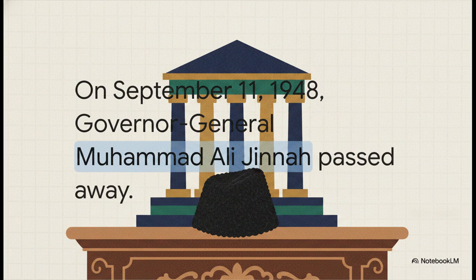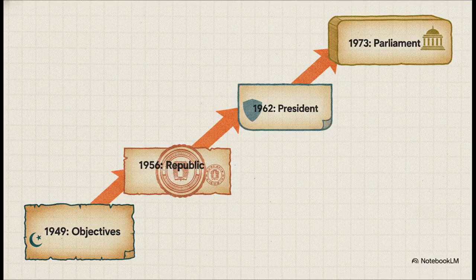But despite this devastating loss, the nation's civil institutions just had to roll up their sleeves and push forward with building the country. So what followed was this incredibly rocky, persistent journey to establish the rule of law. It's a roller coaster of democratic periods and military rule. It kicks off with the 1949 Objectives Resolution, laying down democratic and Islamic principles. That leads to the 1956 Constitution, officially making Pakistan an Islamic republic. Then a pivot to a presidential system in 1962 under military rule, before finally landing on the 1973 Constitution, which restored a parliamentary system and remains the bedrock of their law today.